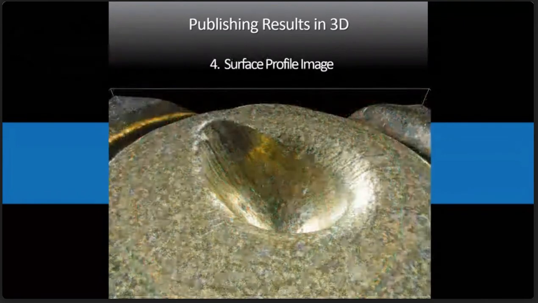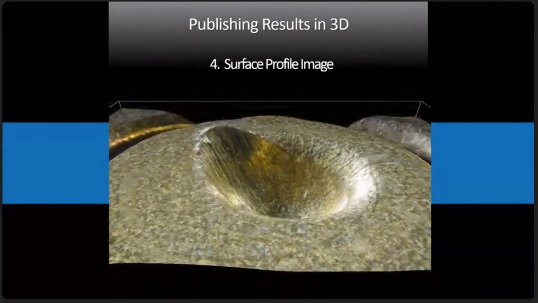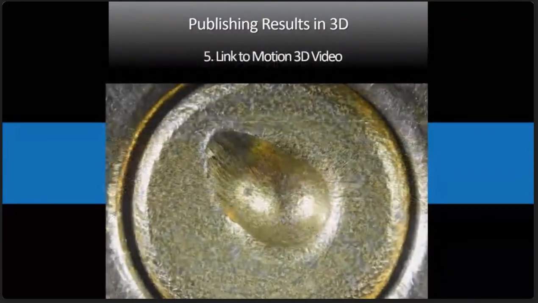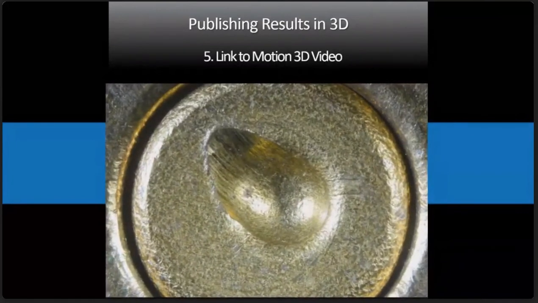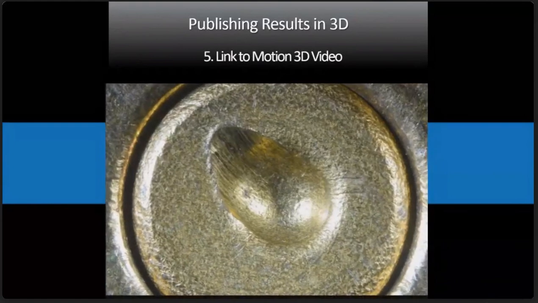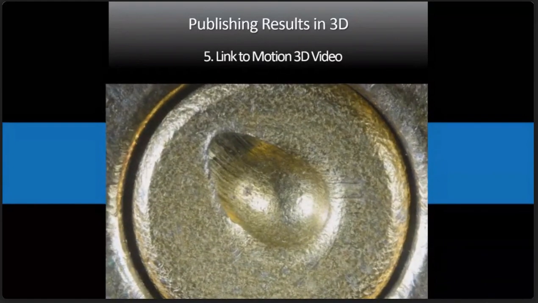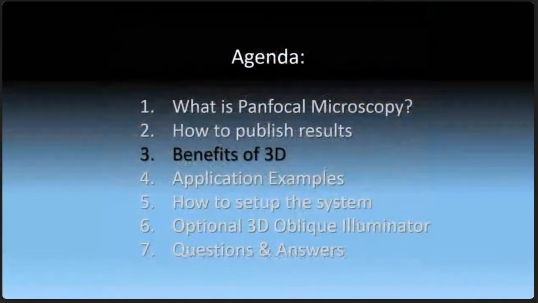And now here's a way of seeing it as a surface profile image. This allows you to see 3D without glasses. And you can use your mouse pad to see it at different angles and in different directions. And then another way is to make a rotational movie out of it. And this you can post as a movie, as a link, and people can easily see it as a little MP4 video.